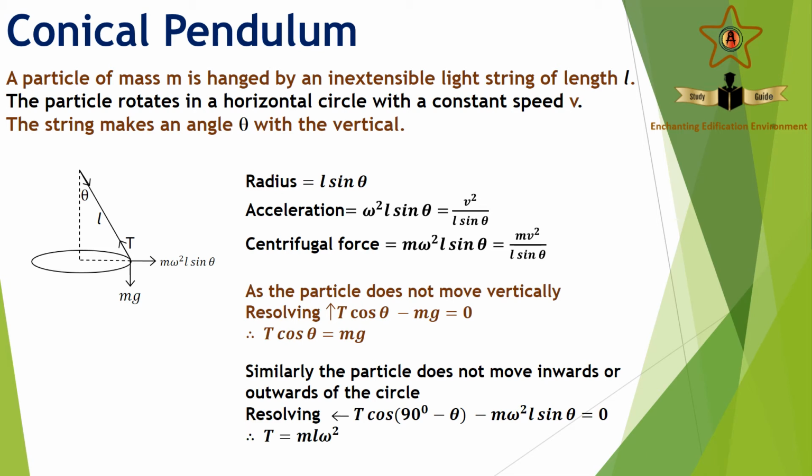Now we have got two equations. T cos theta is equal to mg, T equals m L omega squared. These two equations, along with the equations for period of oscillation as well as frequency, we can solve any problems of conical pendulum. These two are the equations we need to know, especially on conical pendulum. That is, T cos theta is equal to mg, T equals m L omega squared. Be careful, T here is the tension of the string.